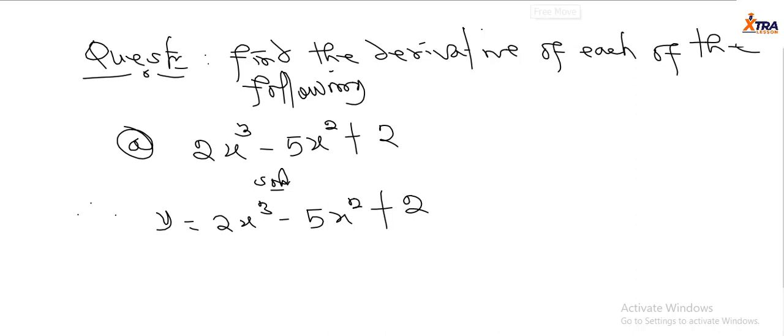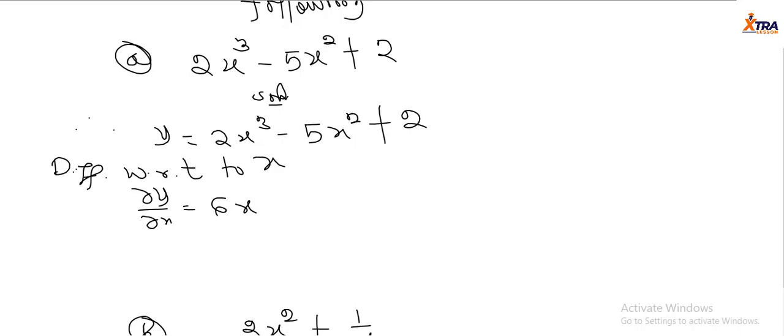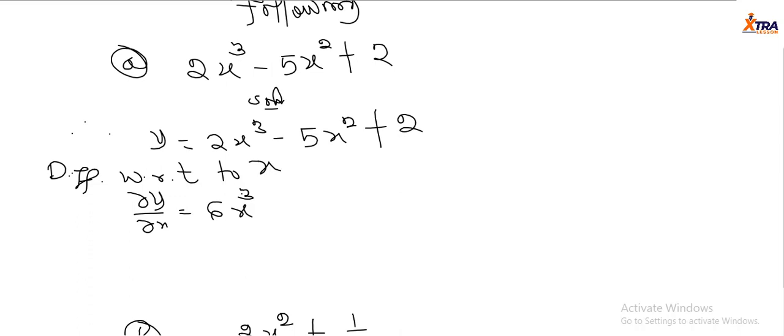So we are differentiating y with respect to x. So dy/dx will now be equal to this 3, we multiply this, we have 6x to the power 3 minus 1. The 5, we also multiply, unlike what we did previously. That will be 10x to the power 2 minus 1.